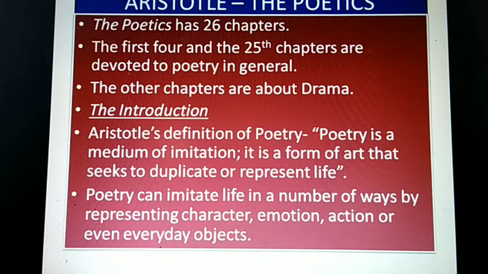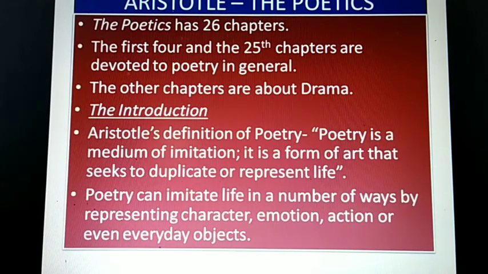And now let us look at the introduction for the Poetics. Let us look at what Aristotle says in the introduction of the Poetics. Aristotle begins with a loose outline of what he will address in the Poetics. He tells us what his intention is in the Poetics, or rather those lectures in the Poetics.